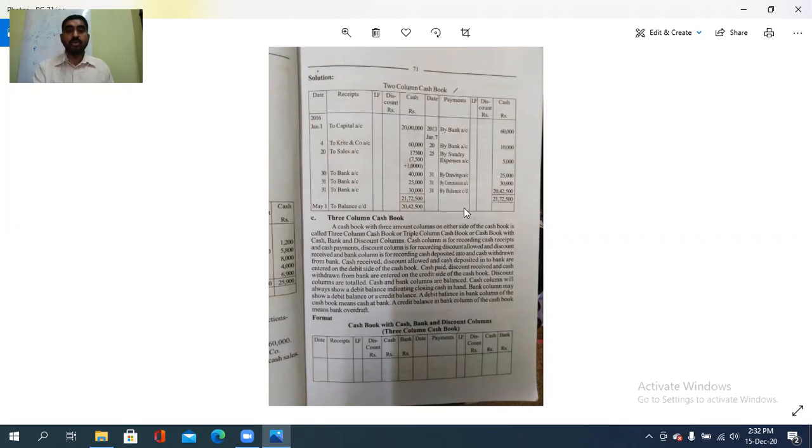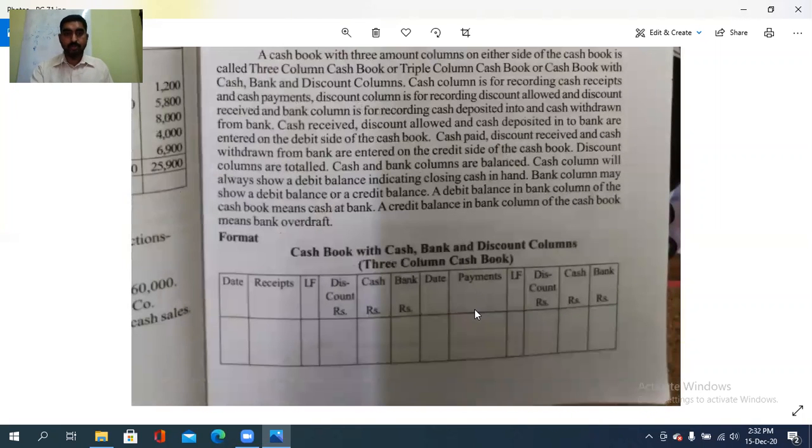So what is a 3-column cash book? Let's see the theory portion now. A cash book with 3 amount columns on either side of the cash book is called a 3-column cash book or triple column cash book or cash book with cash, bank and discount columns. Cash column is for recording cash receipts and cash payments. Discount column is for recording discount allowed and discount received, and bank column is for recording cash deposited into and cash withdrawn from bank. So 3 things you need to understand: cash receipts and cash payments in the cash column, discount allowed and discount received in the discount column, and bank deposits and withdrawals in the bank column.